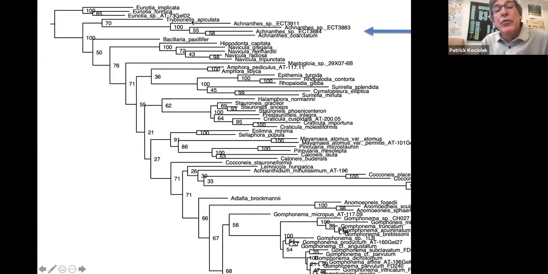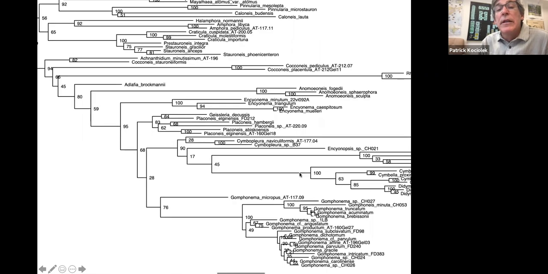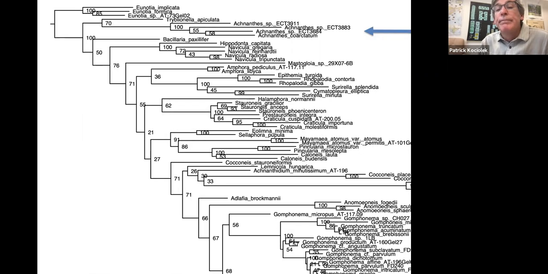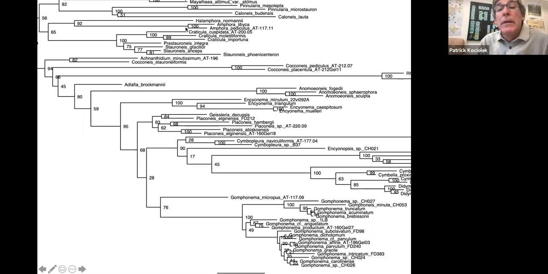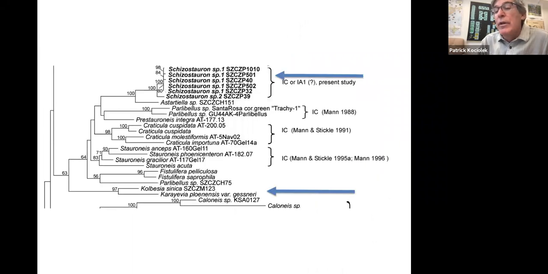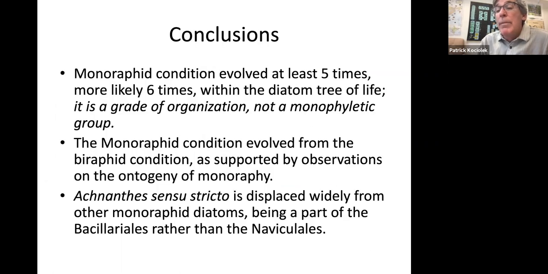So at the top of this tree, there's Eunotia, and then Bacillariales and ultimately the naviculoid diatoms appear. And what this shows us is that here's Achnanthes in the strict sense that's closely related to Bacillariales way at the base of this tree. And then we have Achnanthidium and Cocconeis here and a different group of Cocconeis here. And then if we look in just this lineage, which we might call a family that includes Sterneus and its relatives, at least two different genera of monoraphid diatoms are separated just in that particular part of the tree. So we might say that the monoraphid condition evolved at least five times, and I'll talk about this sixth time in just a second.